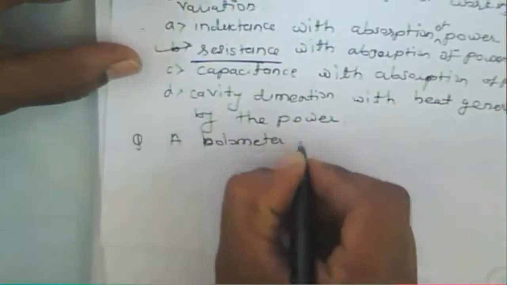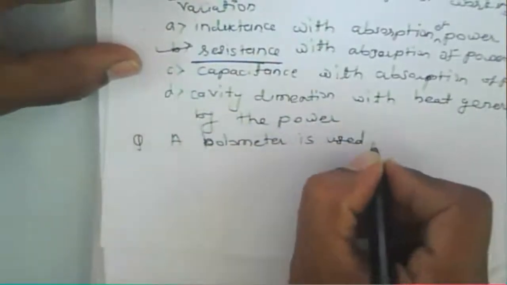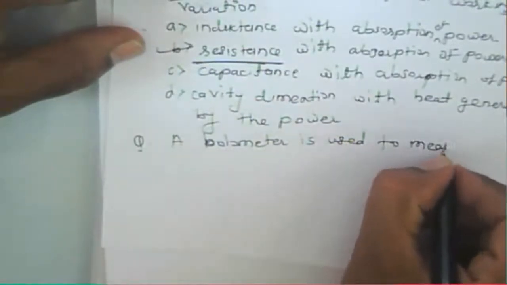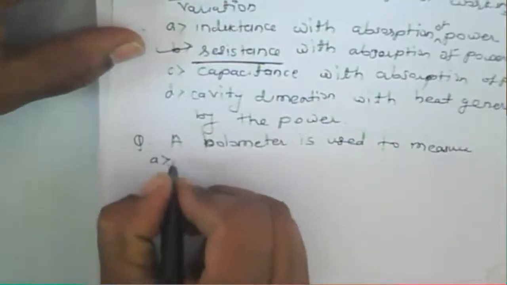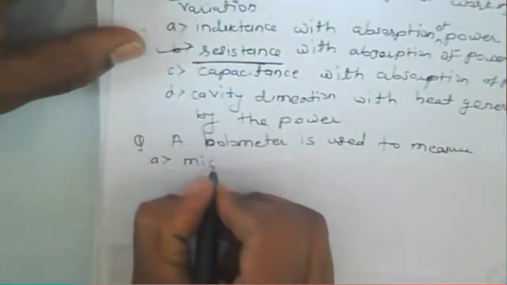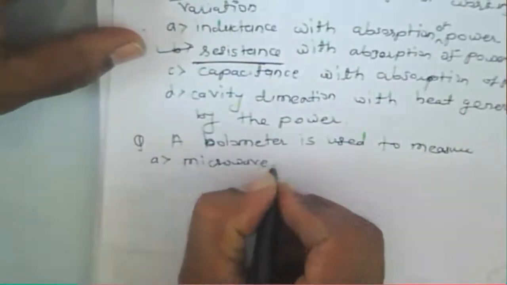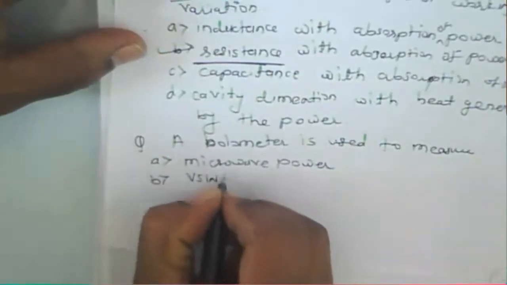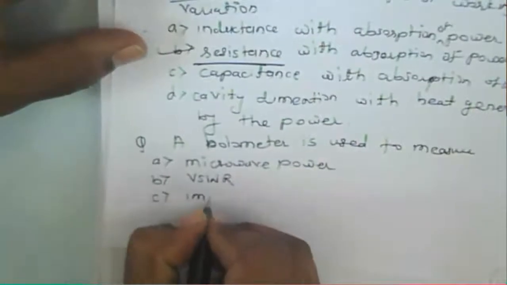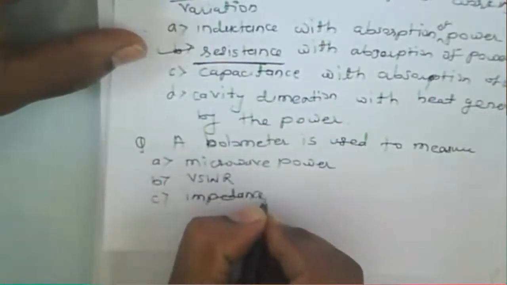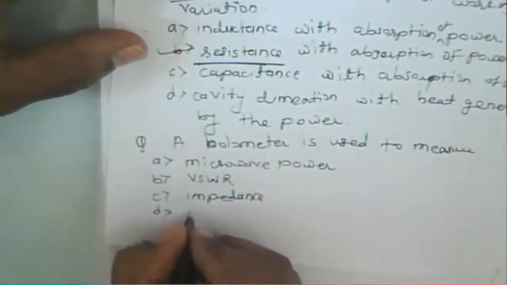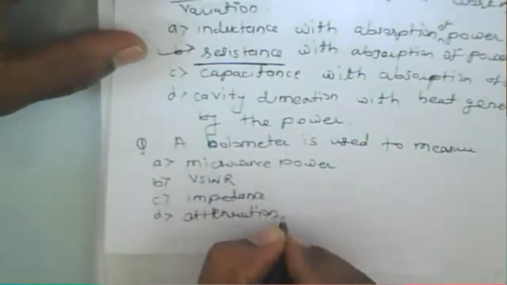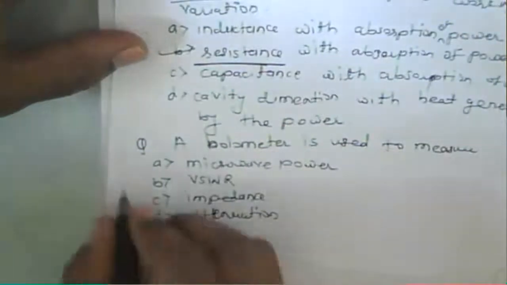Another next question. A bolometer is used to measure, okay, it is again a simple one. The answer is present above here. A microwave power, then B VSWR, then C impedance, then D attenuation.